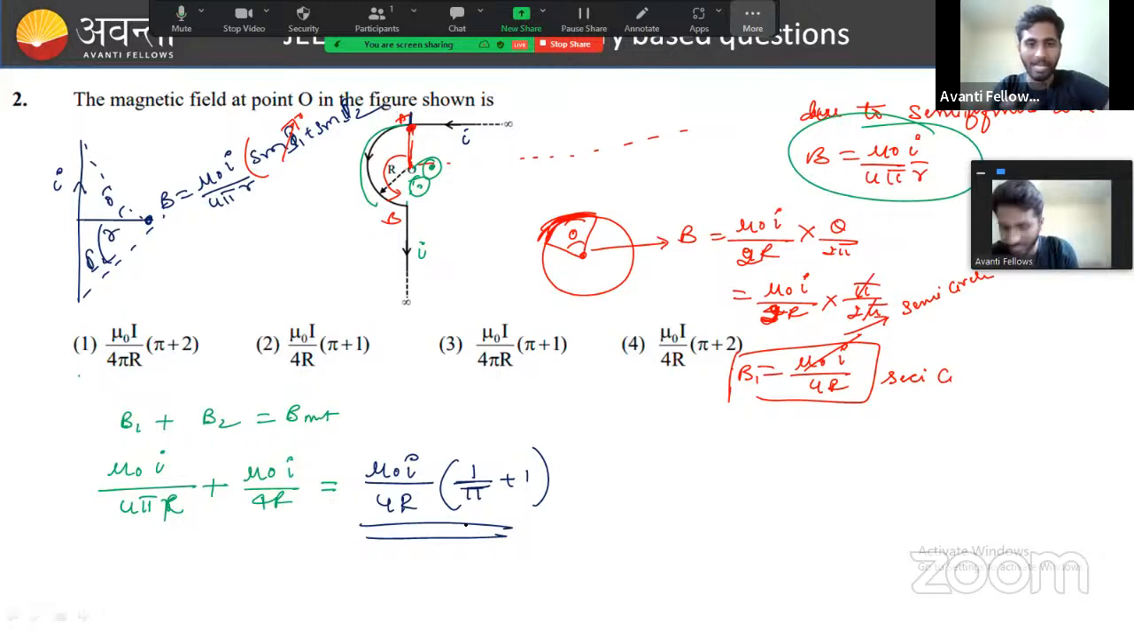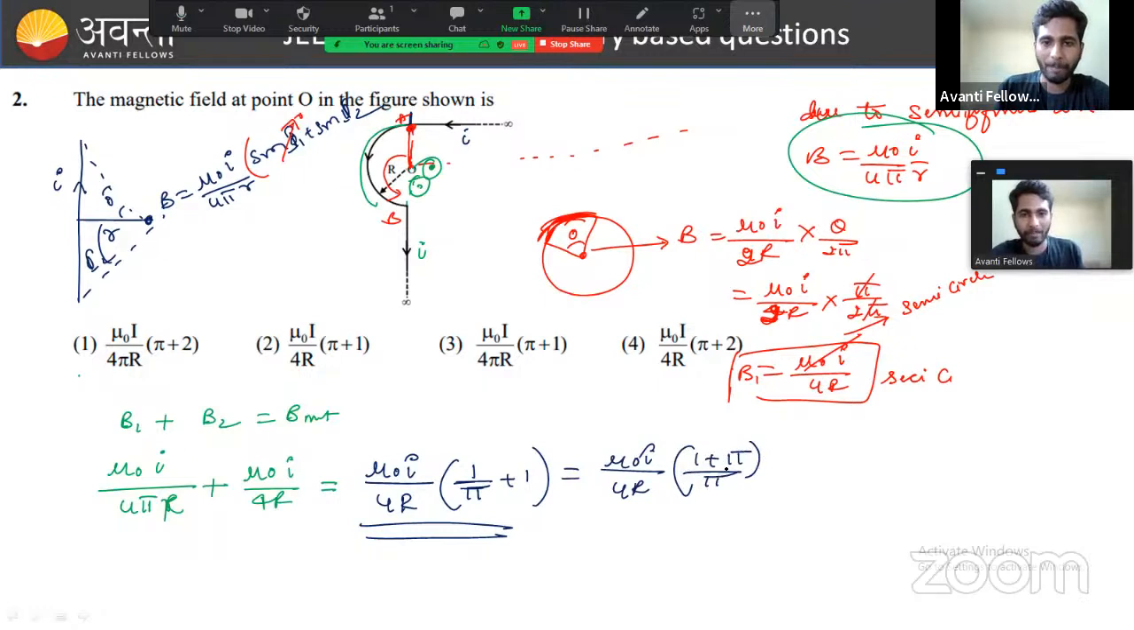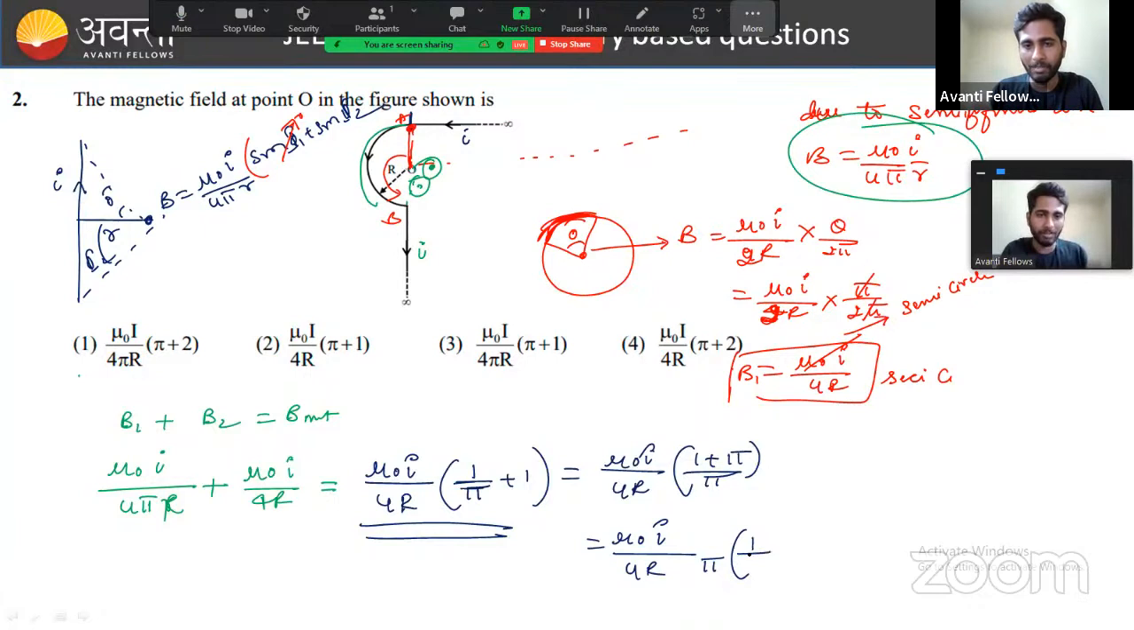Okay, check it once. Or else we can do it like this also. Why is it a printing mistake? Look at here, mu naught I divided by 4r, here 1 plus pi divided by pi. If I take pi as common from this, mu naught I divided by 4r, I take pi common in the denominator, then in the numerator 1 divided, again it will be the same. Something fishy. Okay, this is the final answer, I guess.